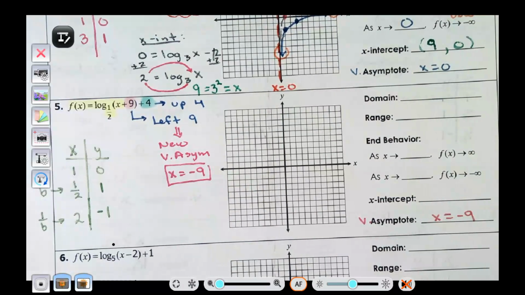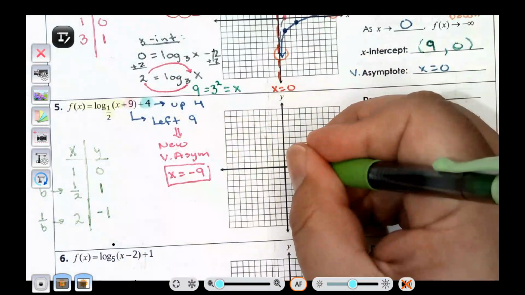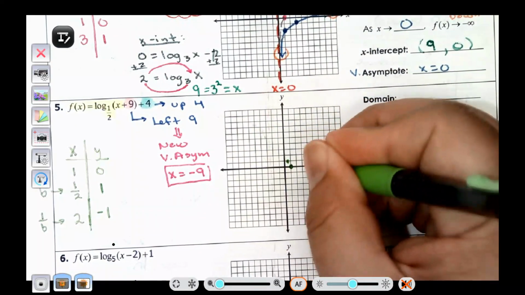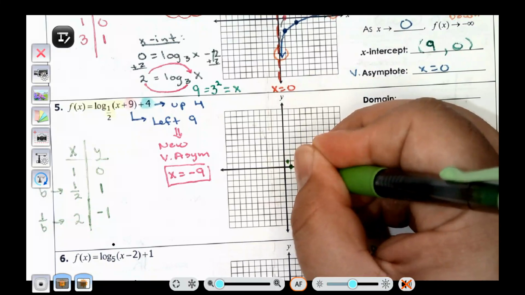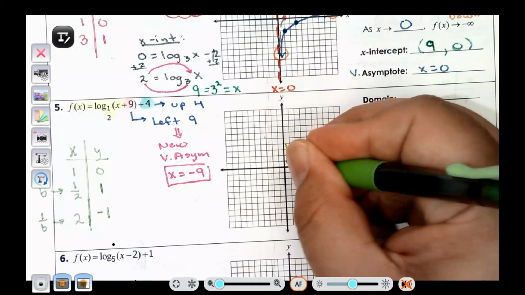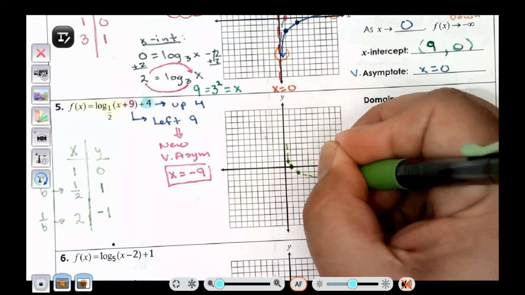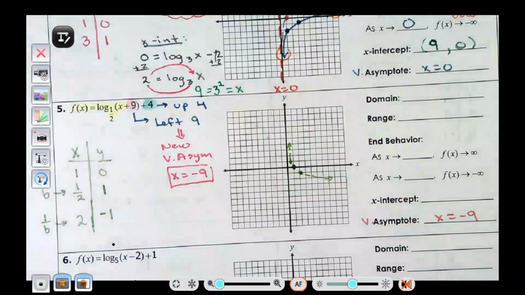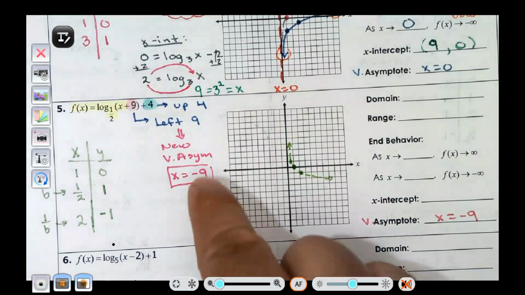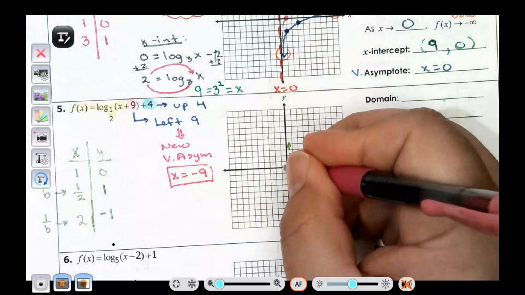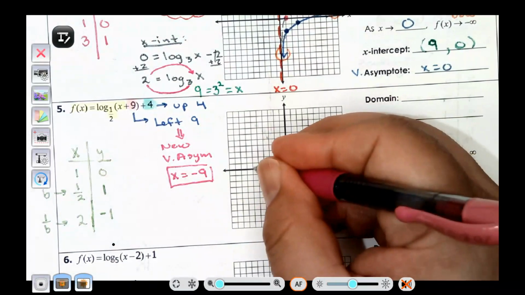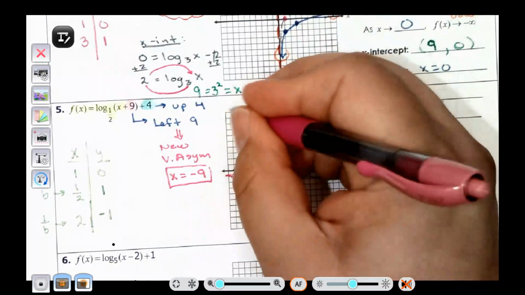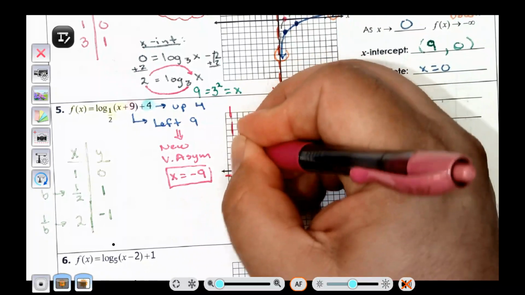All right, remember, we are just drawing the parent right now. So 1, 0, 1/2, 1, and then 2, -1. So there is the parent function, just to get us going. But now I'm just going to move everything. So my new asymptote is -9. 1, 2, 3, 4, 5, 6, 7, 8, 9. So there's -9. There is the brand new asymptote.